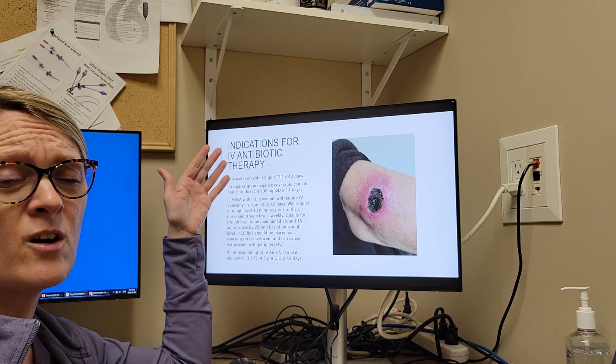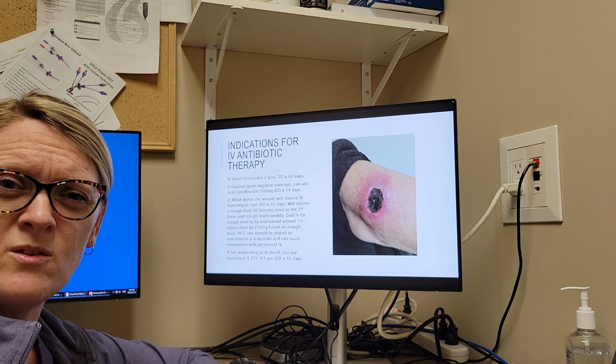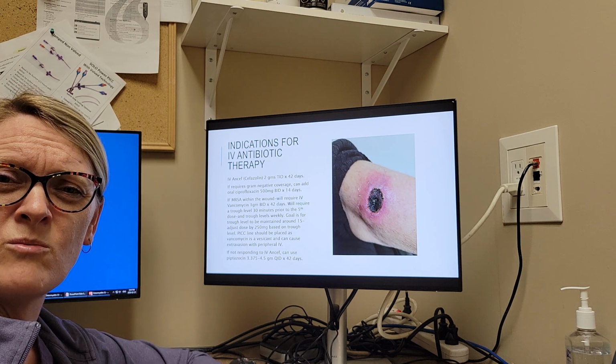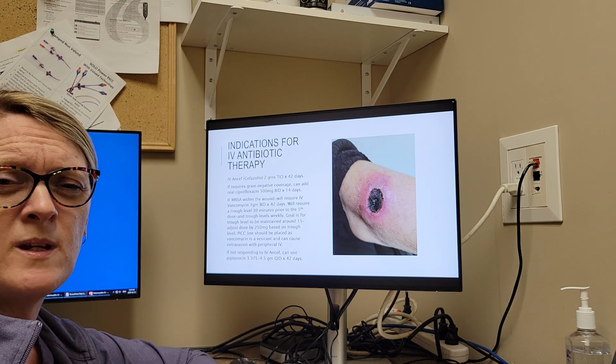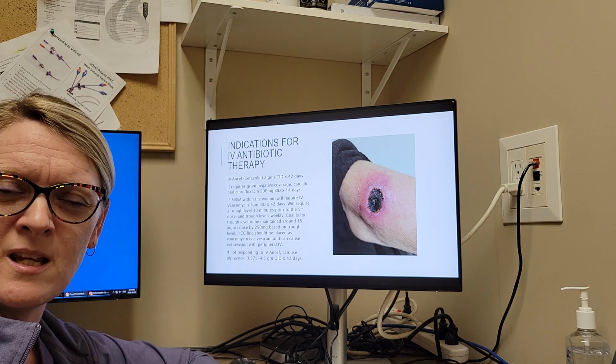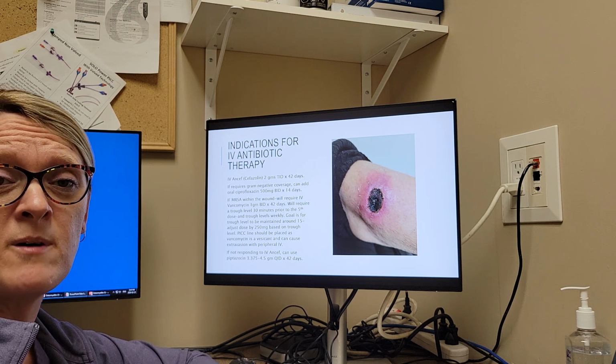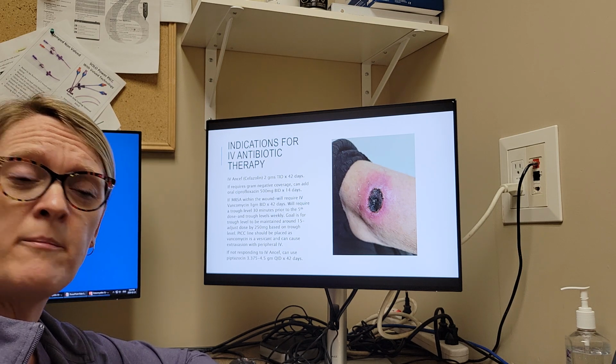So that's basically our recipe for how we use them, and how we determine which one to use based on what we're seeing. The difference between IV Ancef and pip-tazo: we always start with Ancef, and if we're not seeing any results, then we potentially switch to piperacillin-tazobactam, and always vancomycin if we are seeing MRSA within the wound.